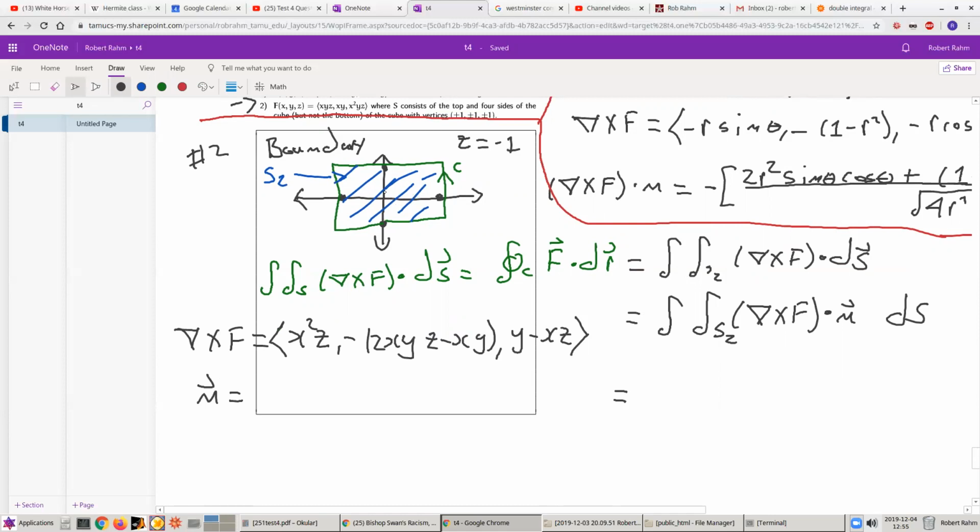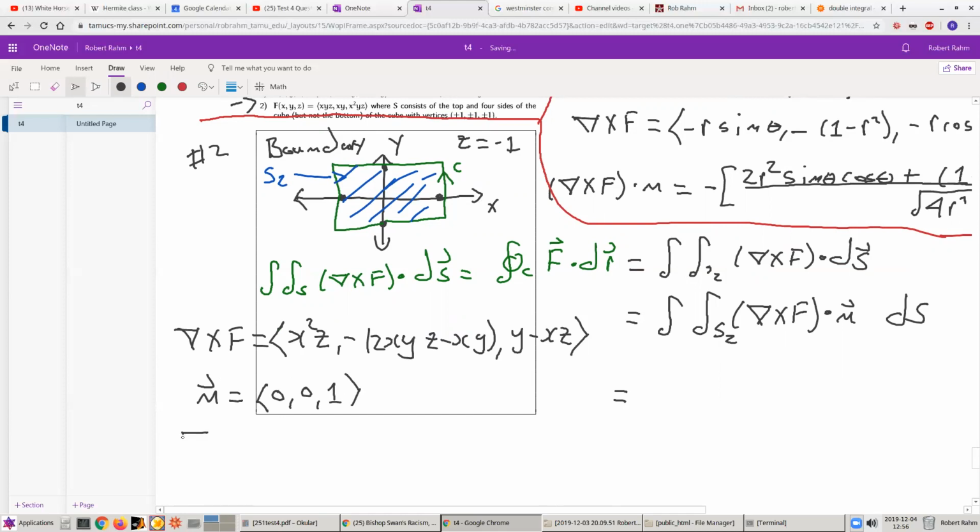So this is taking place in the z equals -1 plane. So this is the x-axis, and this is like the y-axis. Okay, so the upward pointing normal vector is just 0, 0, 1. So the normal vector is 0, 0, 1.